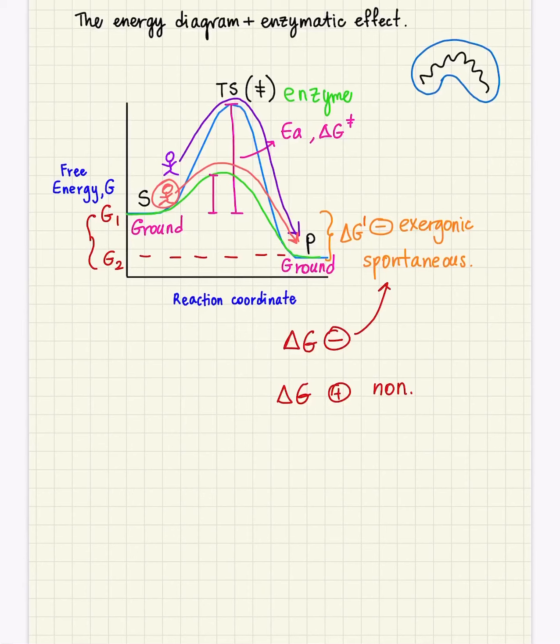What do enzymes not do? Enzymes do not mess with the ground states of the substrate and the product. And how do we know that? Enzyme or no enzyme, doesn't matter. Our substrate starts over here and our product ends over here. And our delta G prime is always the same, no matter if there's an enzyme or not. The only thing that the enzyme changes is the stability of the transition state, makes it more stable, and the activation energy. It lowers it.